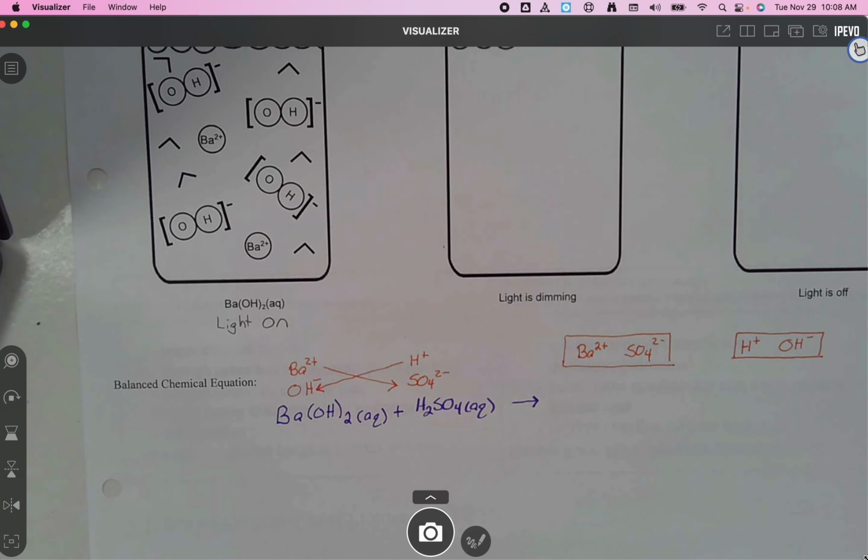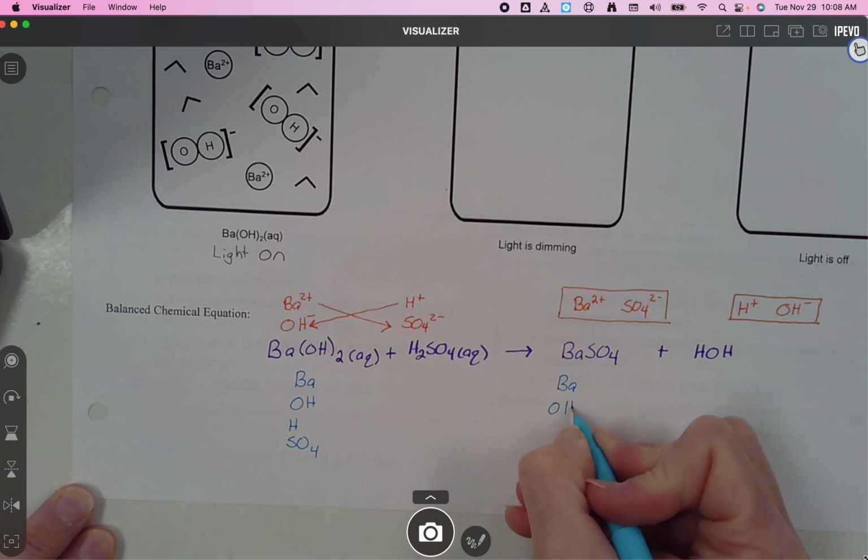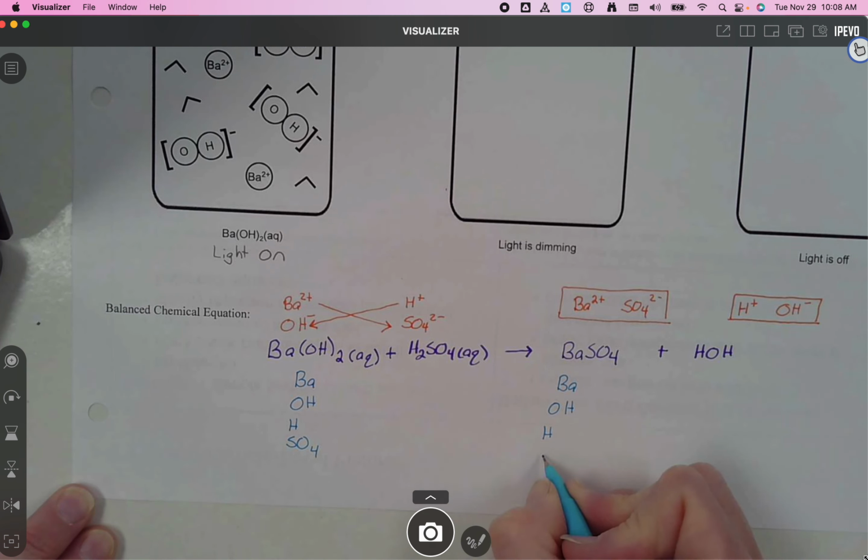Wait, and then you draw the... I got it. Look at the card. Is it Ba? Oh, she's doing it. Plus SO4. And then you get a free one.